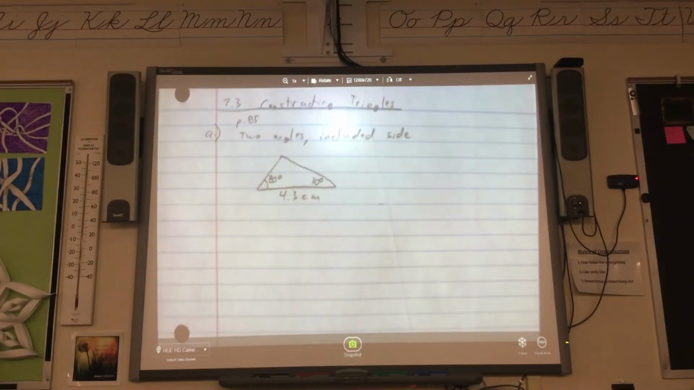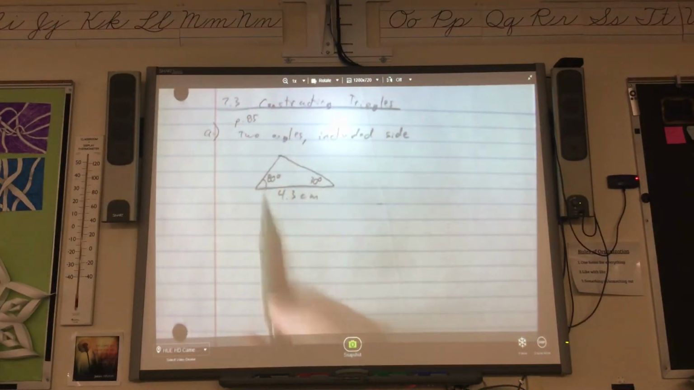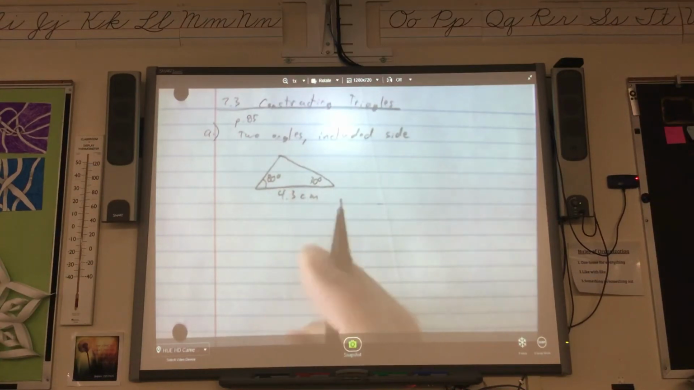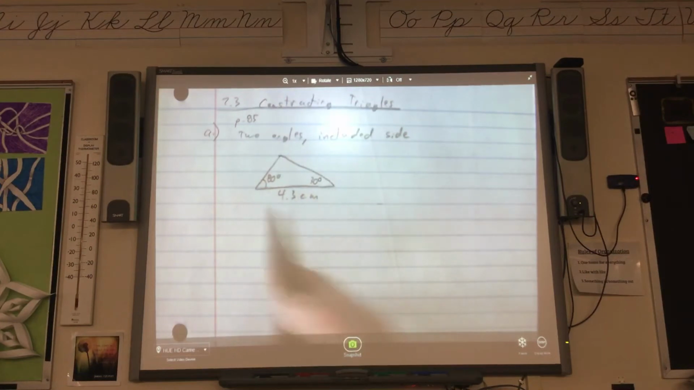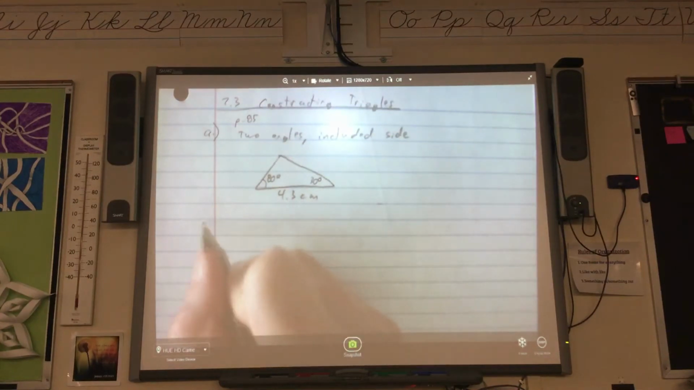So it says that you can construct the triangle if you're just given those three things. So if I tell you two angles and an included side, included means it's part of the party, it's included inside the other two angles, then you can draw that triangle. Every single triangle with 80 degrees, 30 degrees, and 4.3 centimeters in between is going to look exactly the same. So you can always draw it that way.